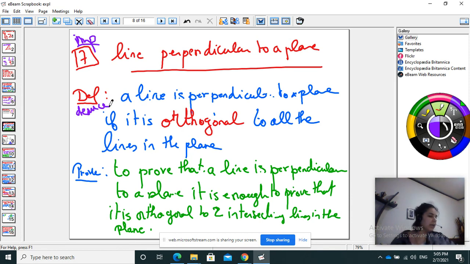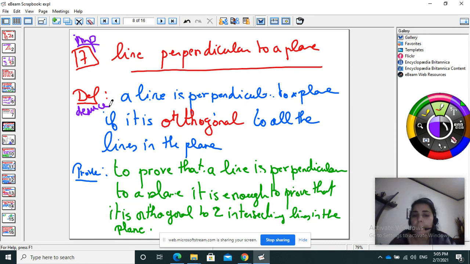A line is perpendicular to a plane. This is my plane. If a line is perpendicular to a plane, it means it is orthogonal to all the lines in this plane. If you put any line in the plane here, they are orthogonal. Those are orthogonal. If I move this line, the angle is 90. If I move this line, the angle is 90.